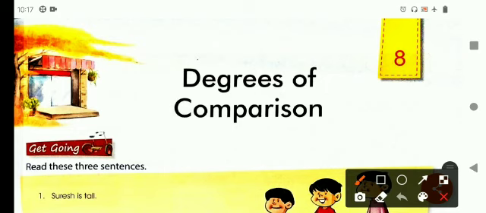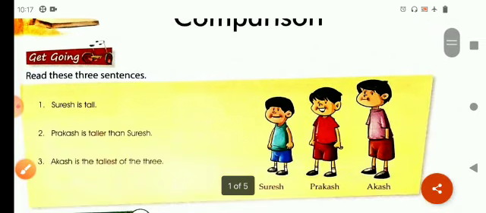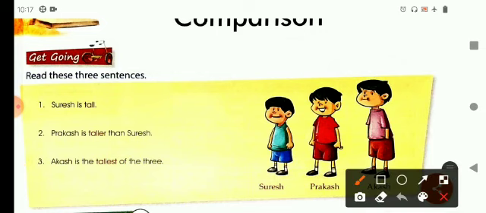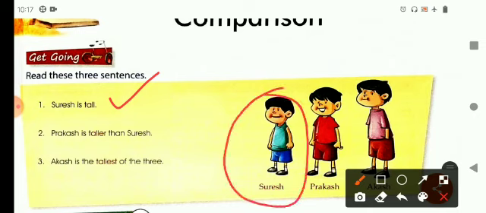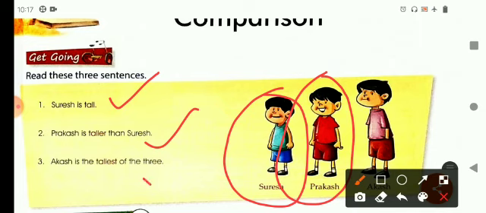And today we will read chapter number 8, Degrees of Comparison. To understand degrees of comparison, now let's read these sentences. First one is Suresh is tall. Second, Prakash is taller than Suresh. Third sentence is Akash is the tallest of the three.